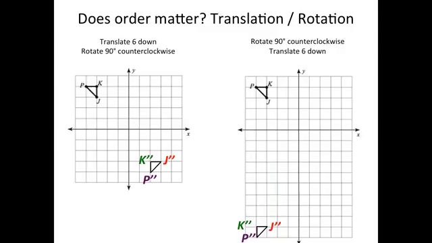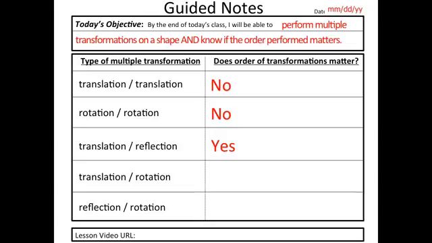Get rid of all intermediate steps, and we can see that the answer is that these are very different. If we translate then rotate, we come up with a very different result than if we rotate then translate. So does the order matter? The answer is yes, it does. If we translate and then rotate, the order does matter.